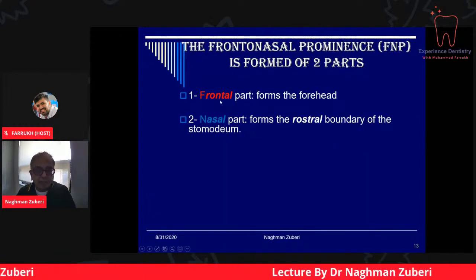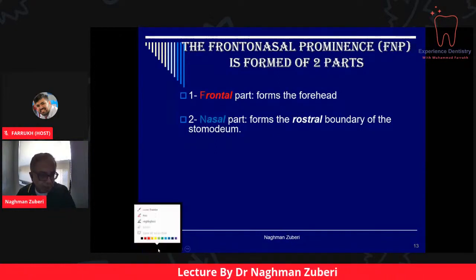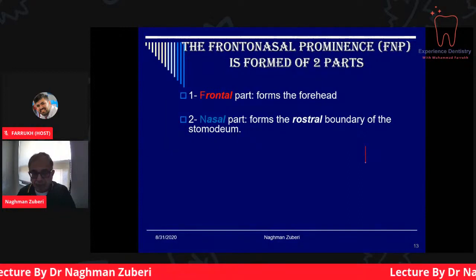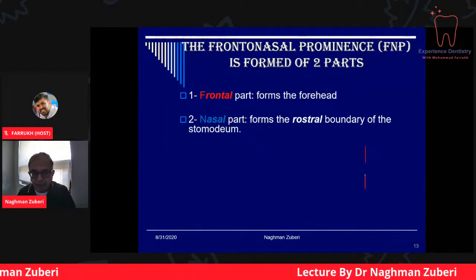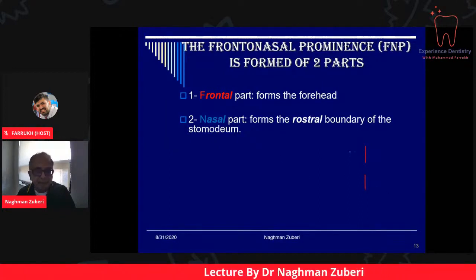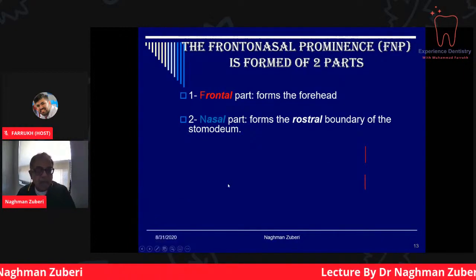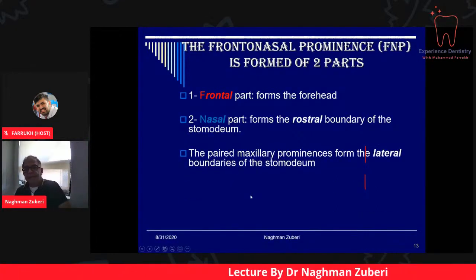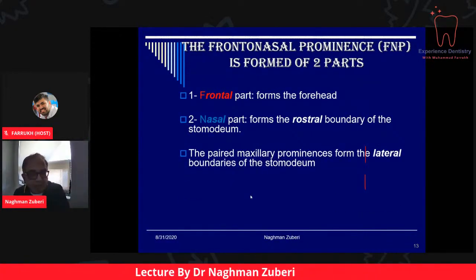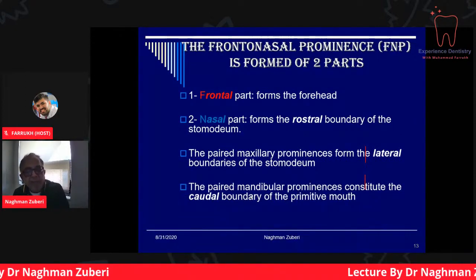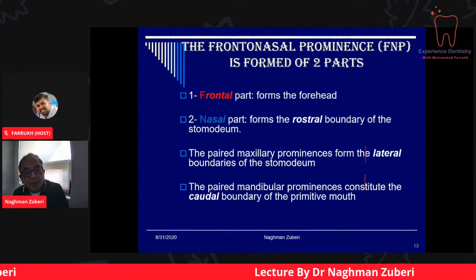Just to give you a revision, rostral is always toward the top and caudal is toward the bottom. So that's how rostral and caudal are. The paired maxillary prominences form the lateral boundaries of the stomodeum. The paired mandibular prominences constitute the caudal boundary of the primitive mouth.